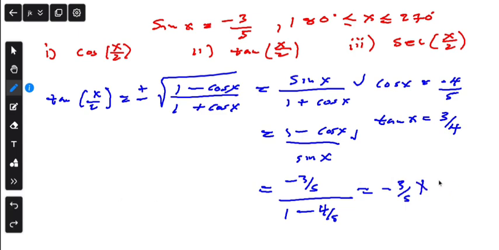So we are going to have 5 divided by 1. So these can cancel each other. As the result here, I'm going to get negative 3. So this is how you're supposed to answer this one. Let me also try to answer this one.